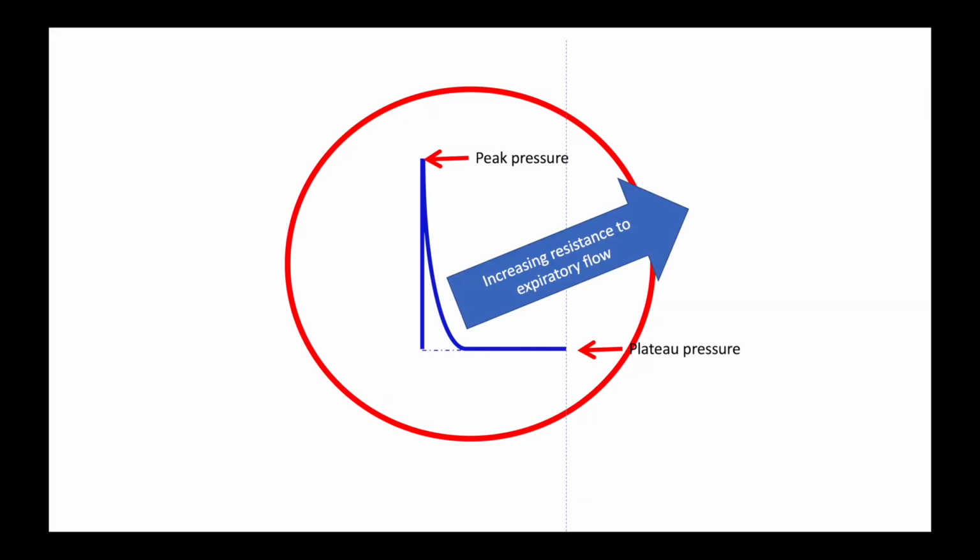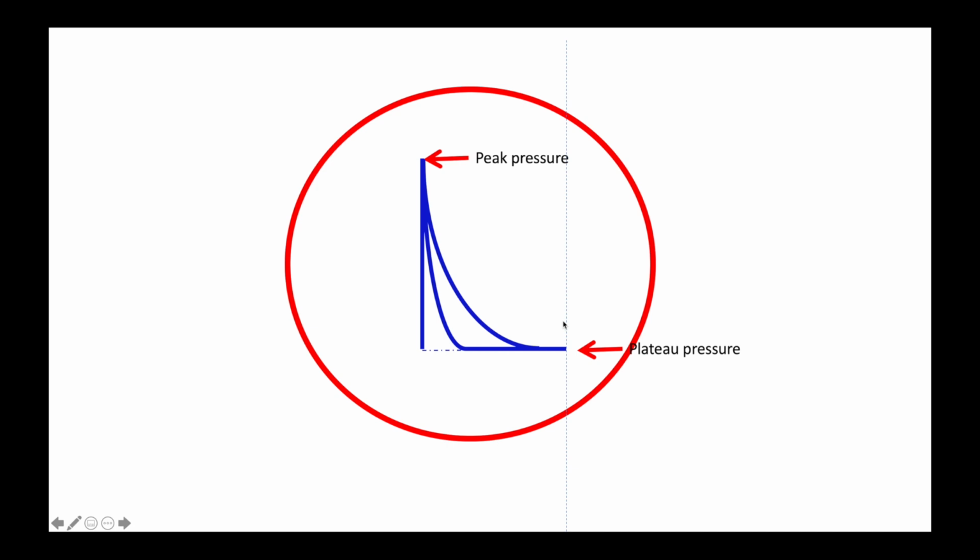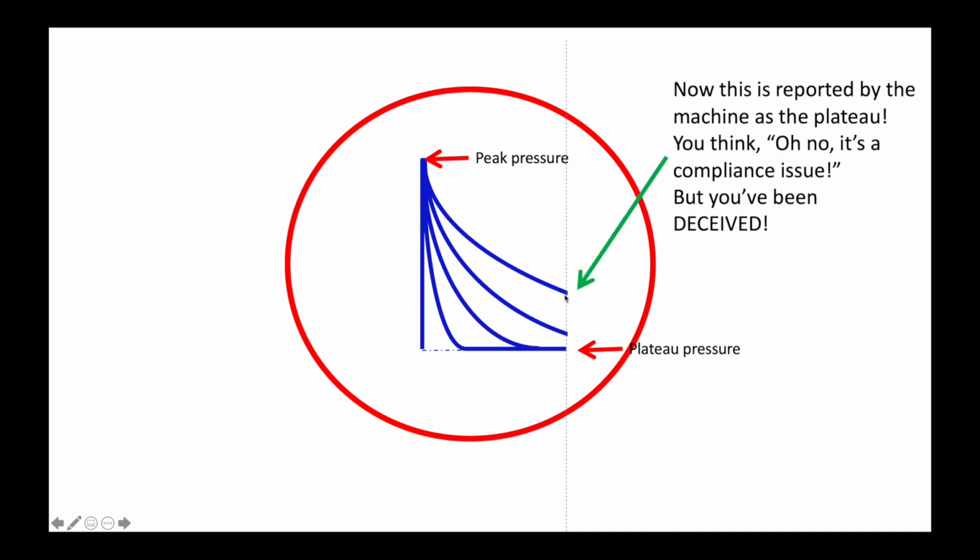And that's going to be the case. As you increase resistance to expiratory flow, this curve is going to move to the right. Something like this, or this, or this. But the machine is not smart. The machine does not look to say, have I really reached a plateau? If you're looking at it, you can kind of tell, is it down there and then flat for a little while? But if you're not looking at it, what's reported is this.